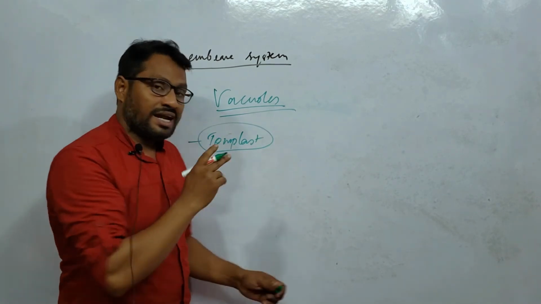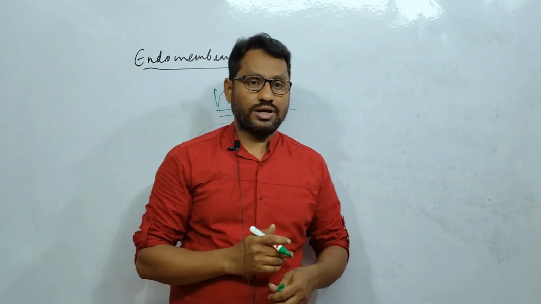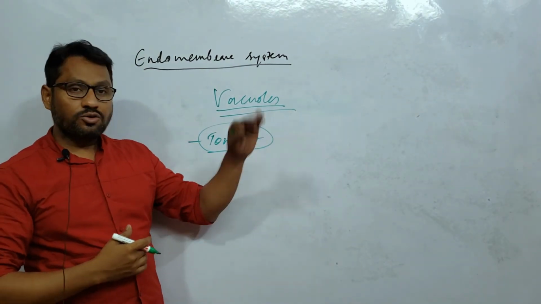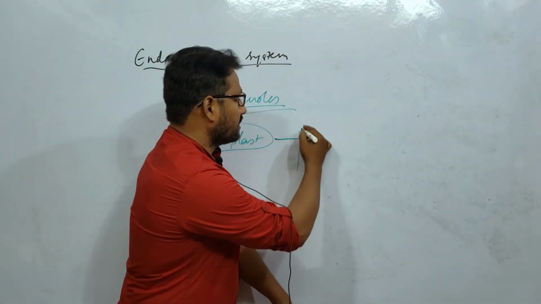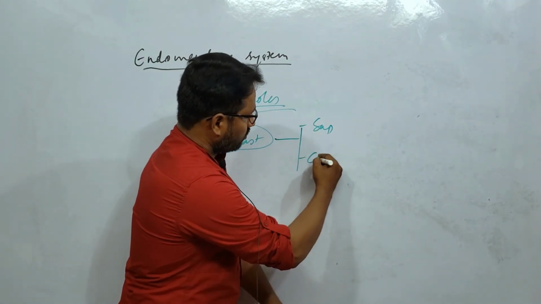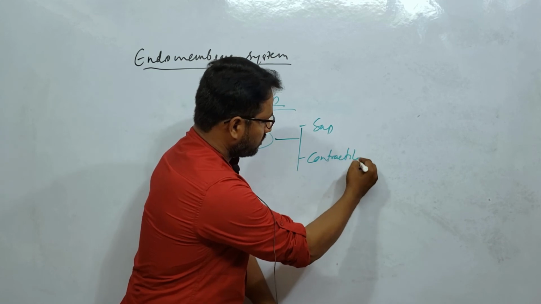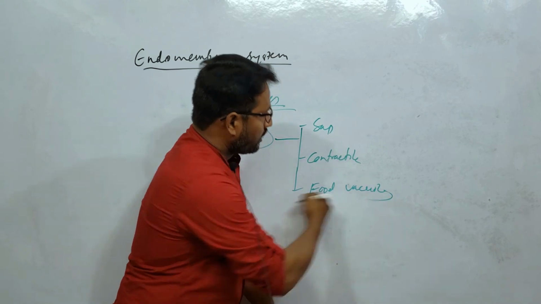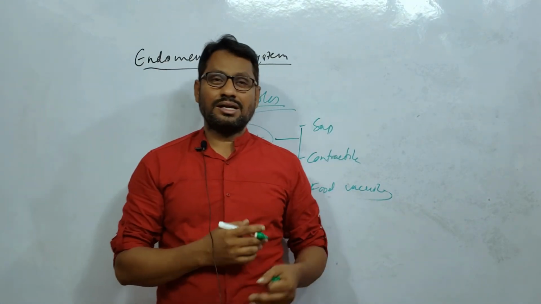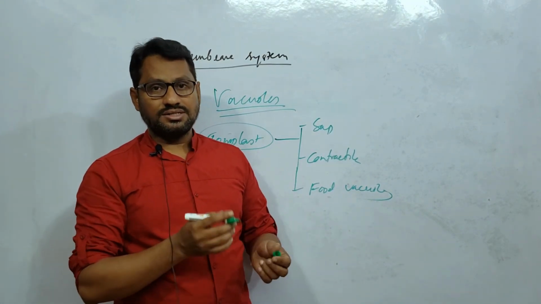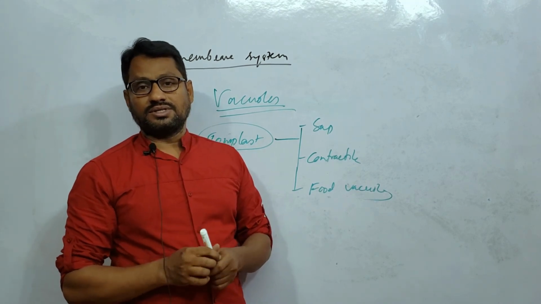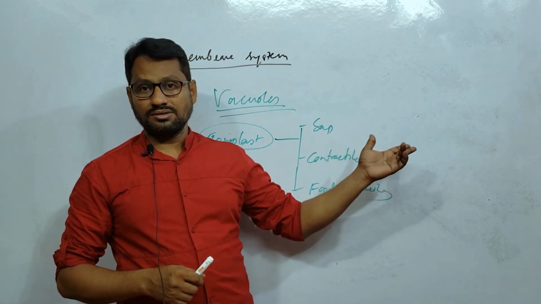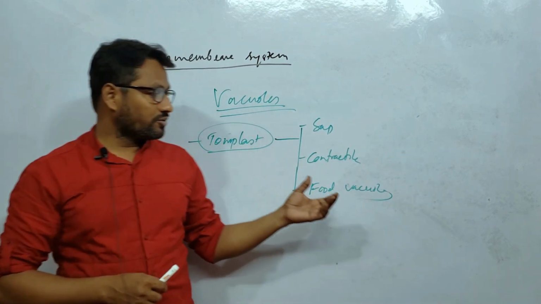In plants, 90% of the volume is occupied by the vacuole, and in animals it is different. Vacuoles can be of different types: sap vacuole, contractile vacuole and food vacuole. A sap vacuole carries waste or any other product which is not essential for cellular functions. The contractile vacuole in amoeba helps in osmoregulation, and food vacuoles are found in protists.